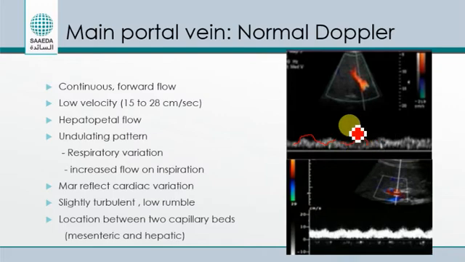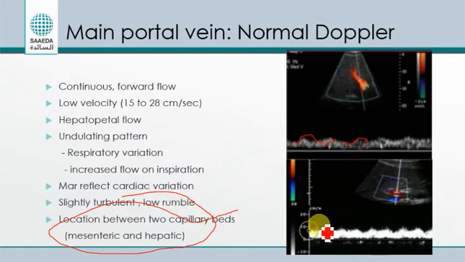Okay? It varies with respiration. It increases in flow on inspiration. It may reflect cardiac variation sometimes, okay? Slightly turbulent, low rumble flow. It is located between two capillary beds, the mesenteric and the hepatic. It brings blood from the mesentery to the liver, okay? So this is the normal portal Doppler flow. It's undulating, it's low velocity, it's variable. Not pulsatile, just undulating, okay? It should not be pulsatile.